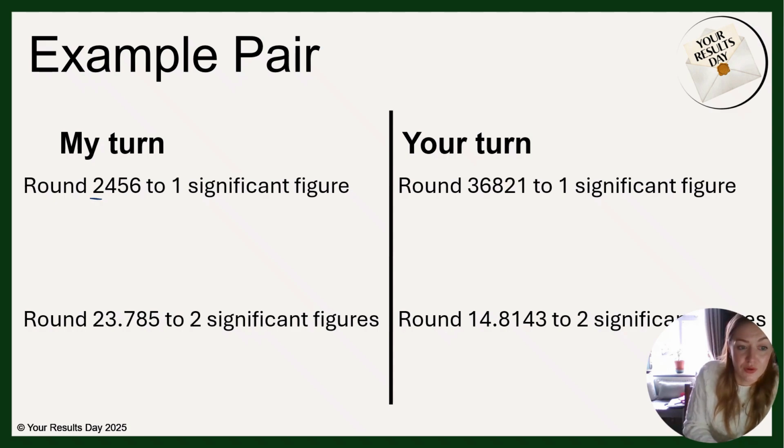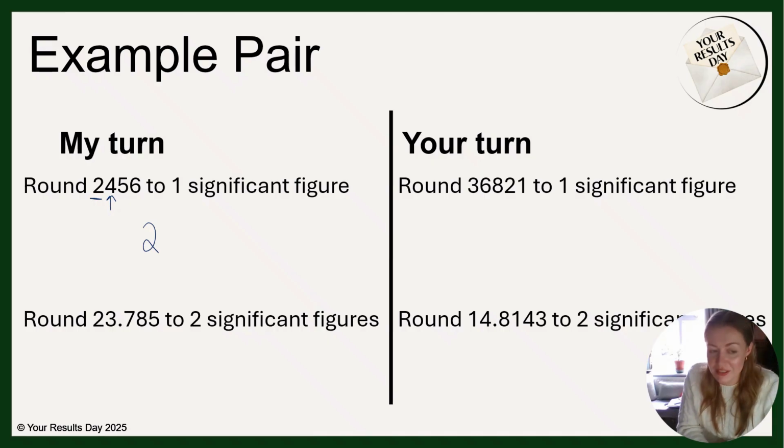And just like before, if I only want 1 significant figure, I'm going to underline that first significant figure and then peek next door. 4 is a digit that tells me the 2 stays the same, but I can't just write 2 because this is a number in the thousands. So I put down the 2 and I fill the remaining digits with zeros or placeholders. So 2,456 to 1 significant figure is 2,000.